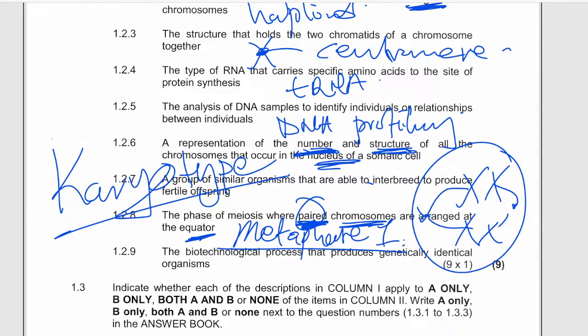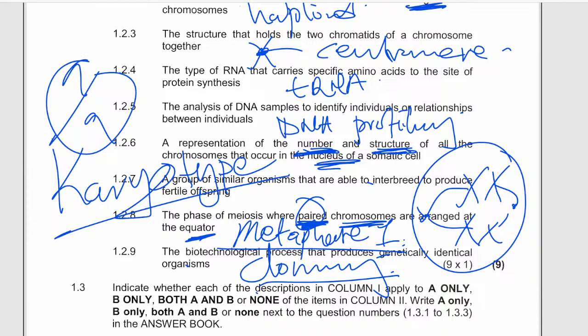Then they're saying the biological process that produces genetically identical organisms. We said it: cloning. So guys, I think you got it right. Who got 9 out of 9? Guys, let's be honest.